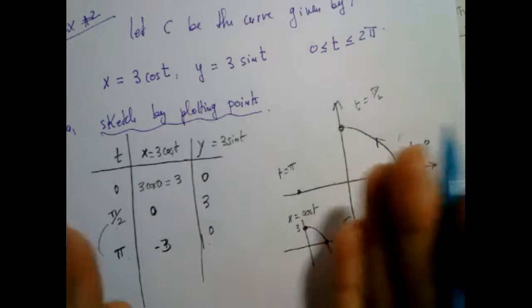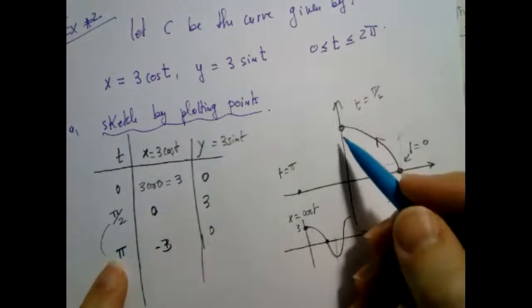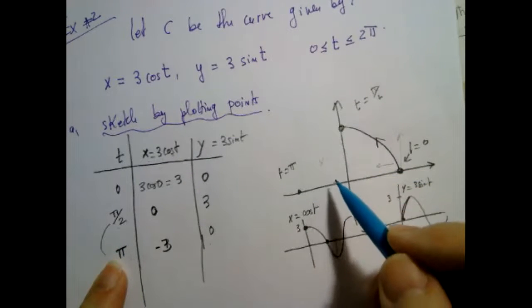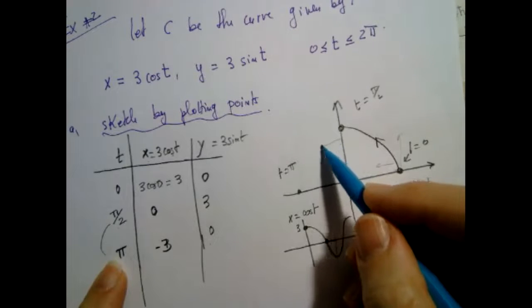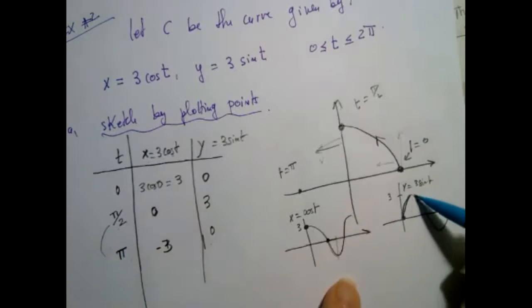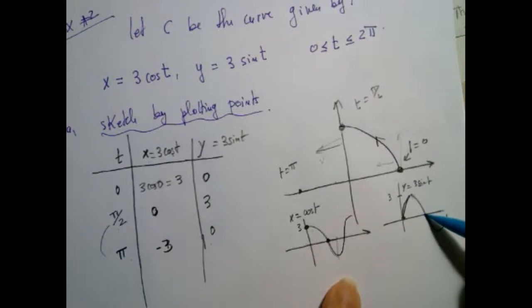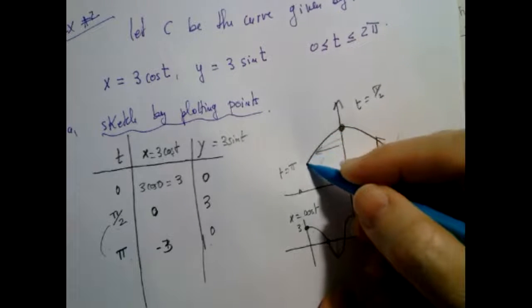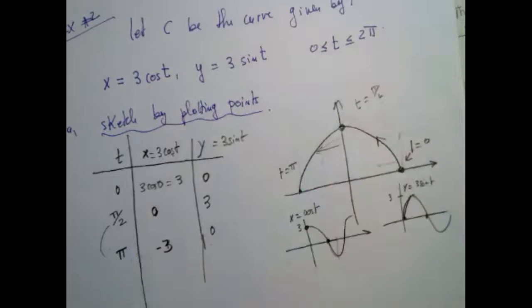It means as time changes from pi over 2 to pi, the x is negative. So we are in this quadrant. It's getting more negative, so the x is actually going that way. So we're going to the left. The y is decreasing because sine t decreases. It means we're going down. So between pi over 2 and pi, x is decreasing and we're going down.